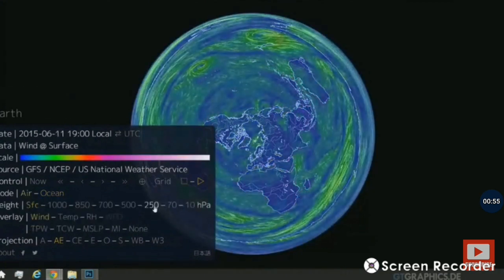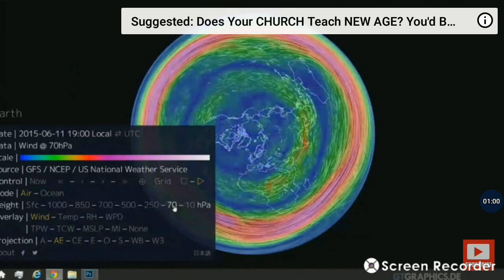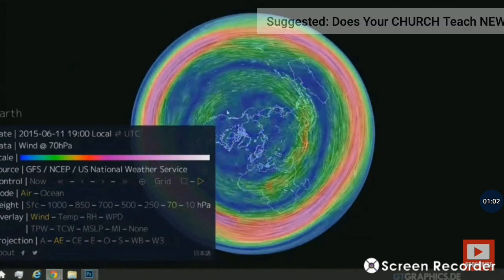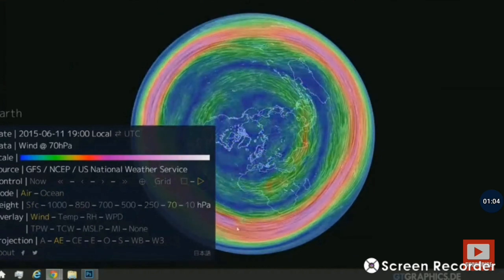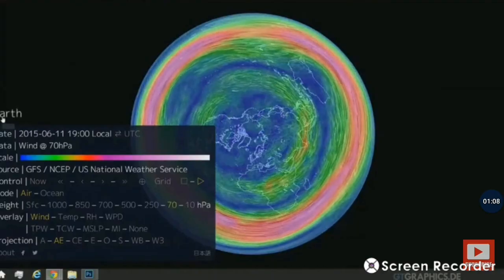Let me go here. This is air currents. Okay, notice how in what we would call the northern hemisphere, everything's going this way. The air currents are going this way, but in the southern hemisphere, the air currents are going this way. See? Do you see what I'm saying? Can you catch that?